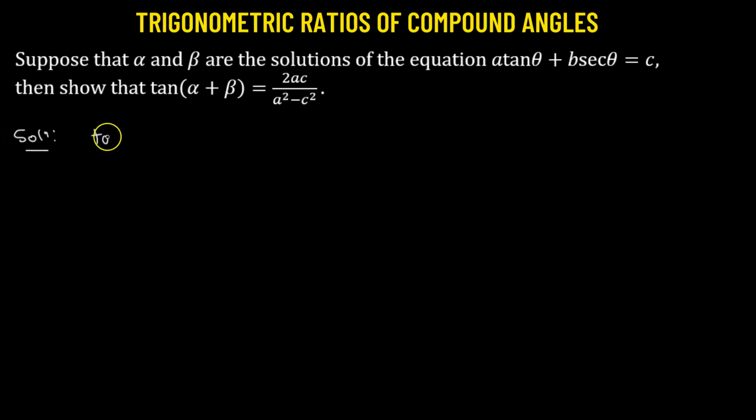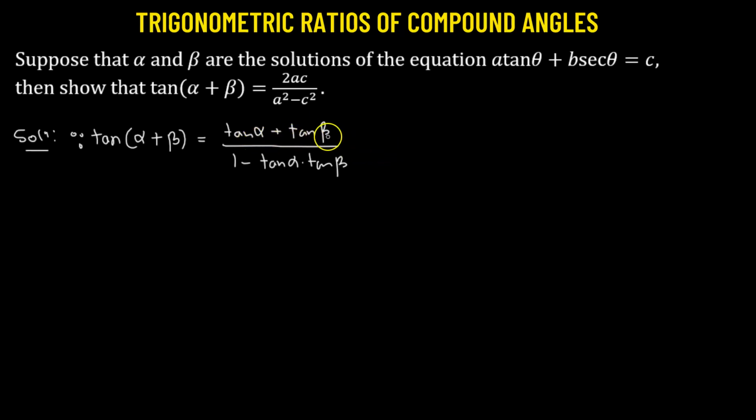So here we have to prove it, but we'll start from the left hand side. So we have tangent of alpha plus beta. Now we know that tangent of alpha plus beta is given by tangent of alpha plus tangent of beta divided by 1 minus tangent of alpha times tangent of beta. So our task will be to obtain the value of tangent of alpha and tangent of beta individually using this particular equation. And once we have that, we can plug those values into the left hand side, and this is going to help us prove that its value is indeed equal to 2ac over a squared minus c squared. So let us begin.